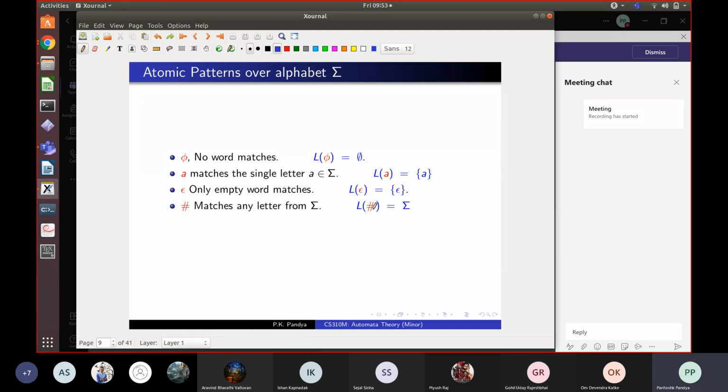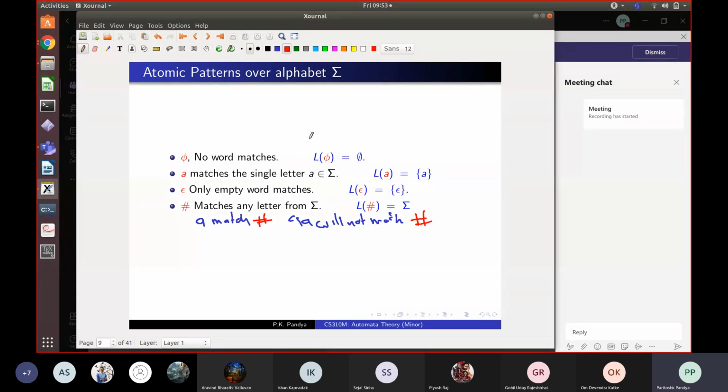So the language of hash is just sigma. So what will match hash? For example, A will match hash, but AA will not match hash, right? Because it is not a single letter, it is more than one letter.